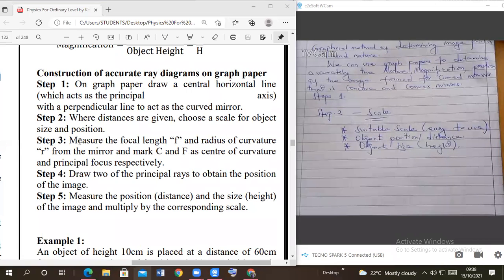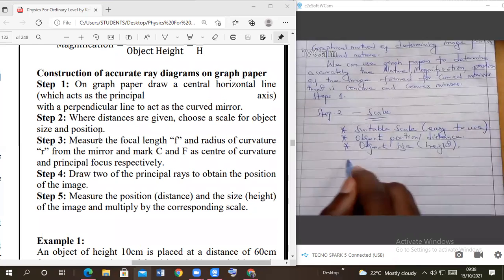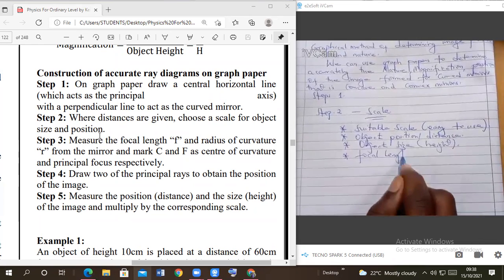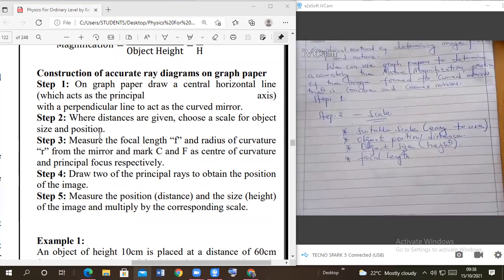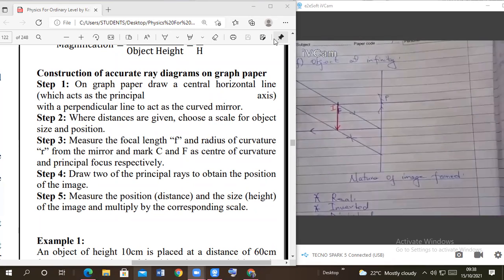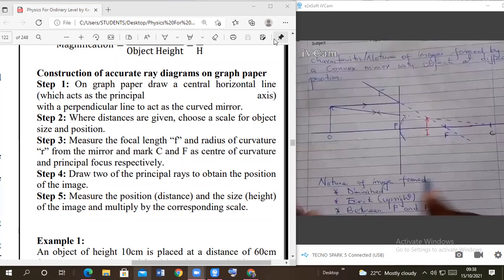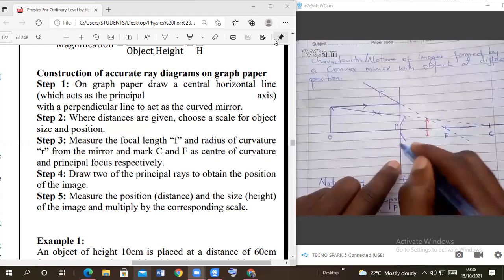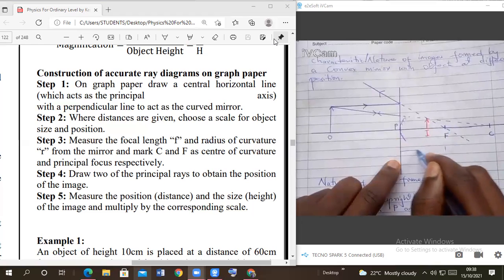Then step number 3, measure the focal length. If they have given us the focal length, who can remind us what is focal length, members? What's the focal length of a mirror? This is the distance from the pole to the principal focus. Focal length is the distance between the pole of the mirror and the principal focus. The distance from here up to this point is what we call the focal length.